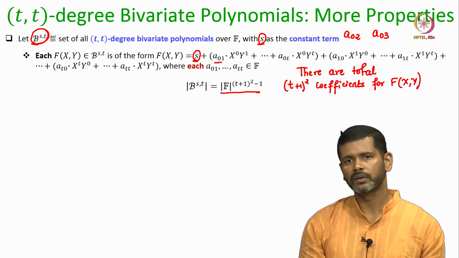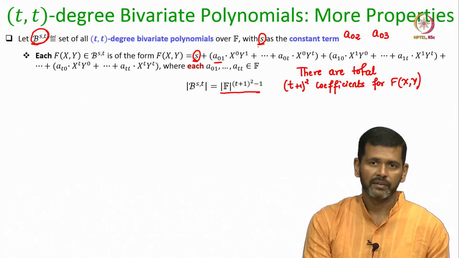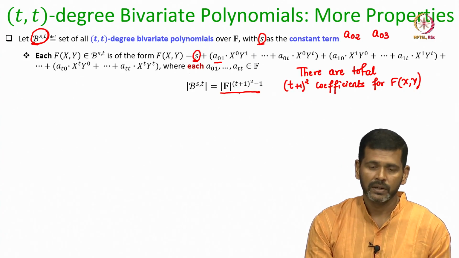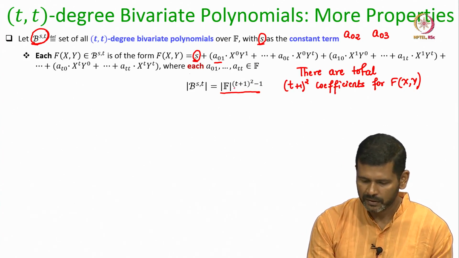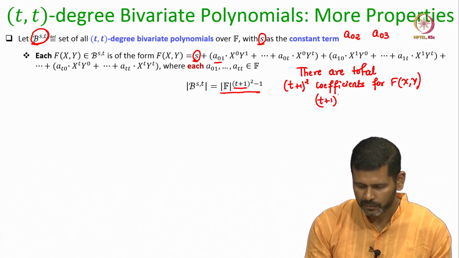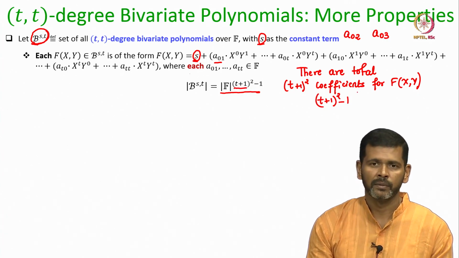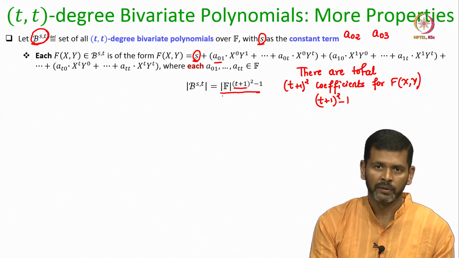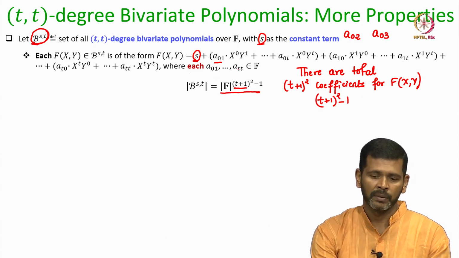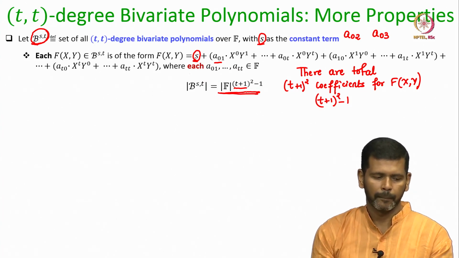So, except for the constant coefficient, all other coefficients have field size number of options, and if I ignore the constant coefficient, then I am left with this many coefficients, namely (t plus 1) whole squared minus 1, and for each of those coefficients I have field size number of options. That is why the total number of bivariate polynomials in this set, with s being the constant term and degree t in both variables, will be this.